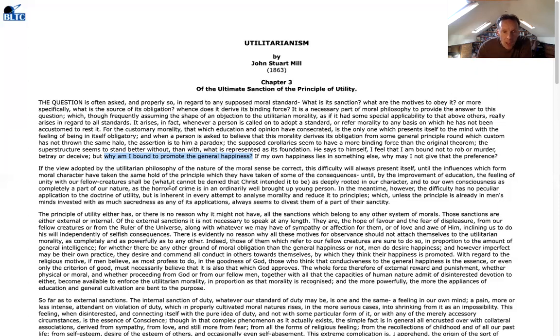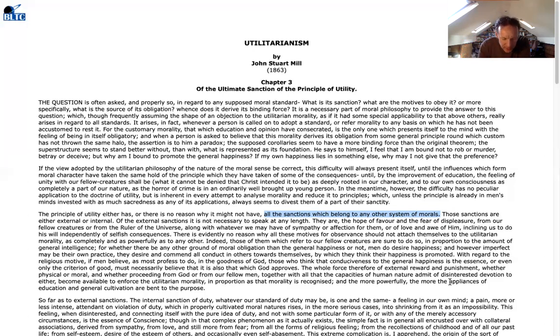But he's saying that the principle of utility has, as he says here, no reason why it might not have all of the sanctions which belong to any other system of morals. You could draw on all means of moral compunction and obligation, duty, conscience, God. None of these are contradicting utilitarianism and need feel any threat from utilitarianism, despite Mill's obvious skepticism about them.